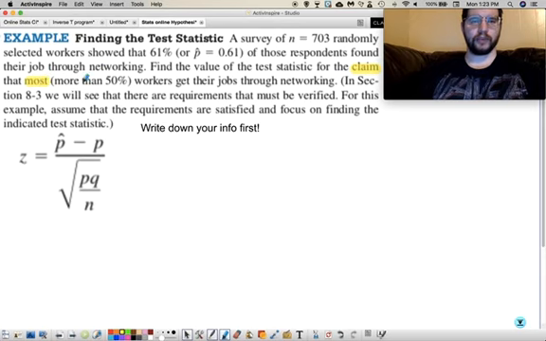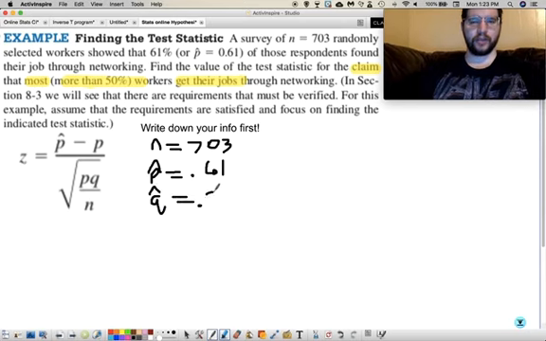Claim: most, that is more than 50%, get their jobs through networking. So the claim would be p greater than 0.5. But for the test statistic, all we care about is the data up here. n is 703. p hat is 0.61. That means q hat is 1 minus p hat, so 0.39. So now we've got the info we need in p hat and q hat. Plug it in, that's your test statistic.